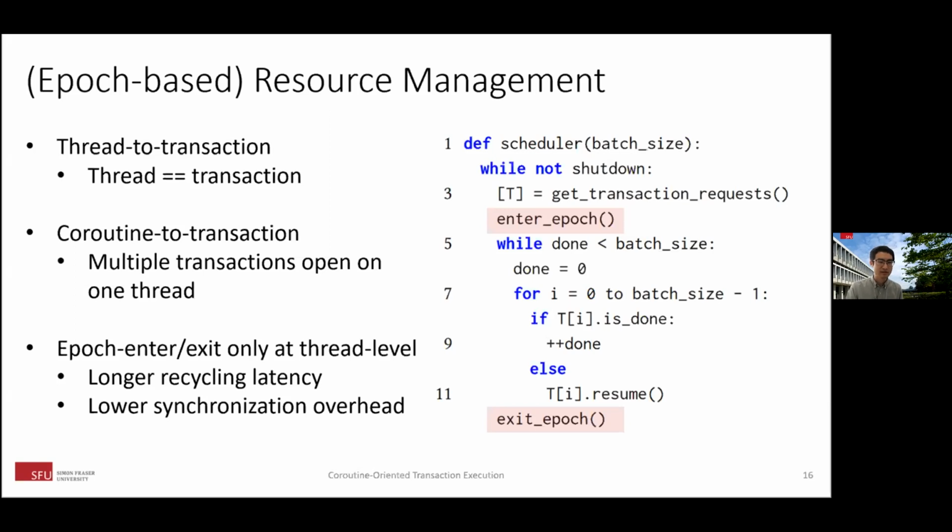So what we do is actually to move these epoch enter, exit, resource management calls to actually be happening at the batch level. So then we can easily adapt to this paradigm. Now, of course, we will have longer recycling latency, right? And also, you might have memory that can't be reclaimed until this whole batch has finished. But the overhead is quite low, so we think that's a reasonable trade-off.